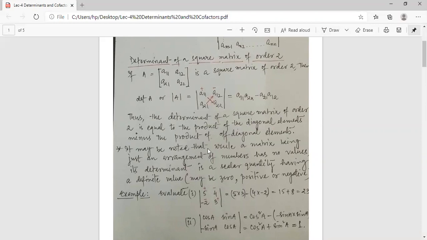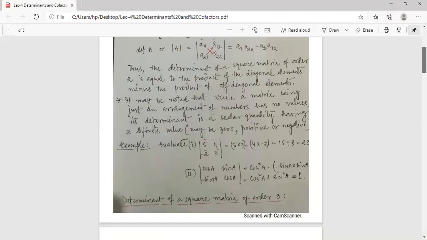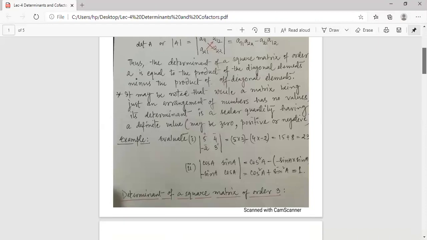It may be noted that a matrix, being just an arrangement of numbers, has no particular value, but its determinant is a scalar quantity having a definite value, and that value may be 0, positive, or negative.